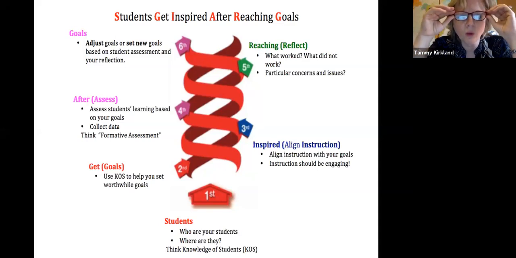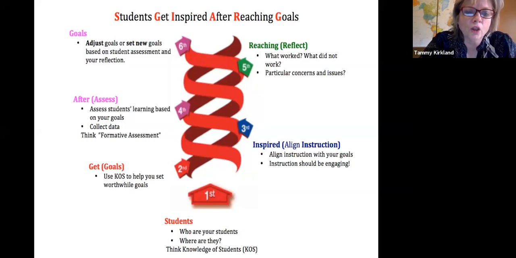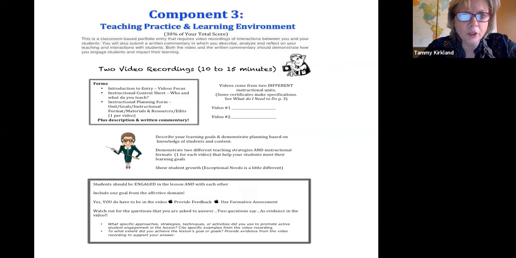If you get confused about what you're supposed to do, number 1, who are your students? Where are they? Think knowledge of students. Then you will use the knowledge of students to set worthwhile goals. Then you will align your instruction with those goals, and your instruction should be engaging. We're going to talk about that a good deal tonight too. Then you're going to do formative assessment and collect data. You're going to reflect what worked, what didn't, and then you're going to adjust or set new goals. So this is just a really, really good thing to help keep you on the correct page.